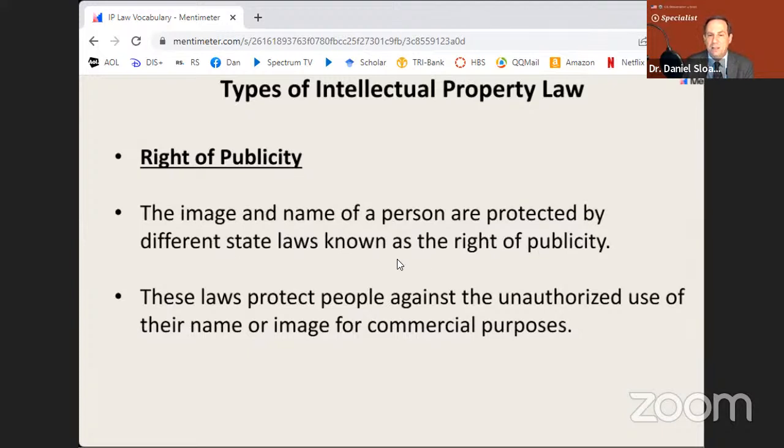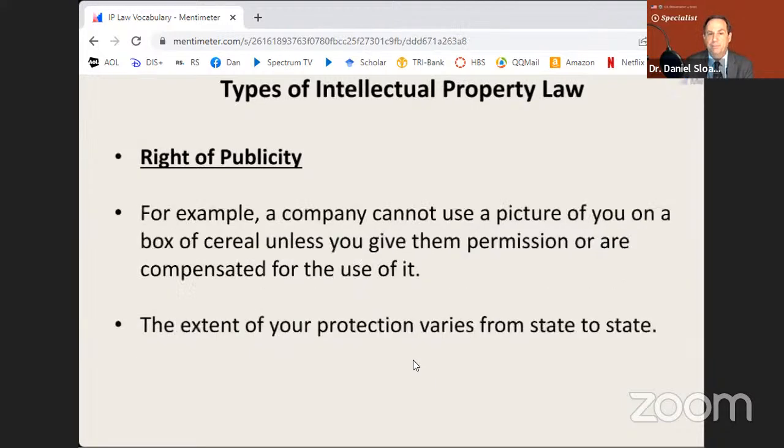So you can't just take somebody's picture and use it in order to gain in some way, financially or otherwise. These laws protect people against the unauthorized use of their name and image for commercial purposes. So you can imagine if you were to take a picture of somebody very famous and try to sell a product or endorse a product using that person's picture without their consent. The right of publicity again.